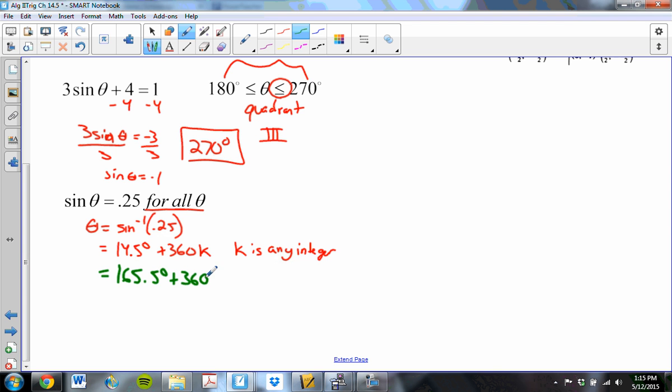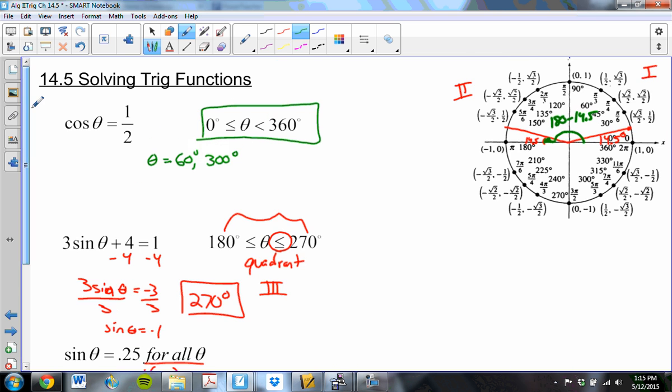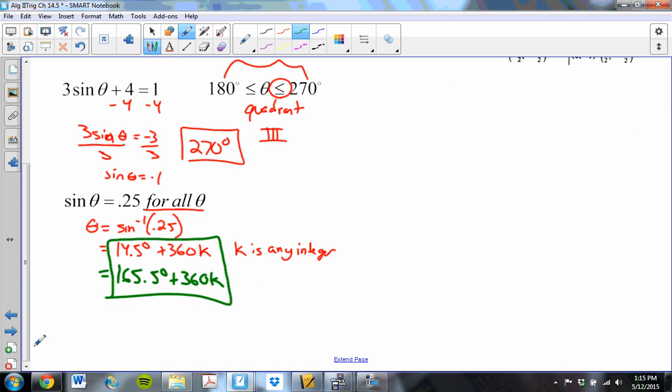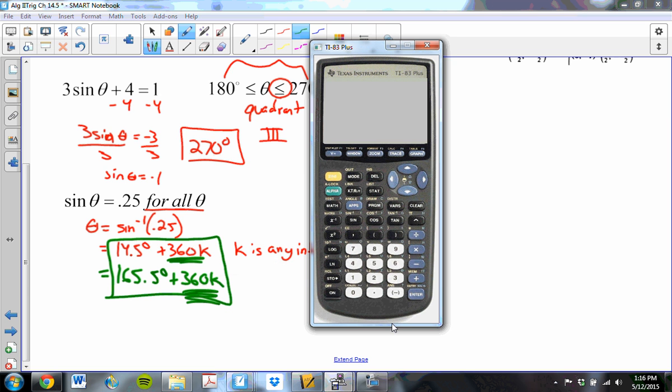Plus all of our revolutions, plus all those circles. So just like how problem 1 had 2 solutions, 60 and 300, this third one has 2 solutions, and we have to account for every single possible theta that could give us a sine of theta of 0.25. If you think about the graph of sine of theta, a graph shows all the possible solutions.